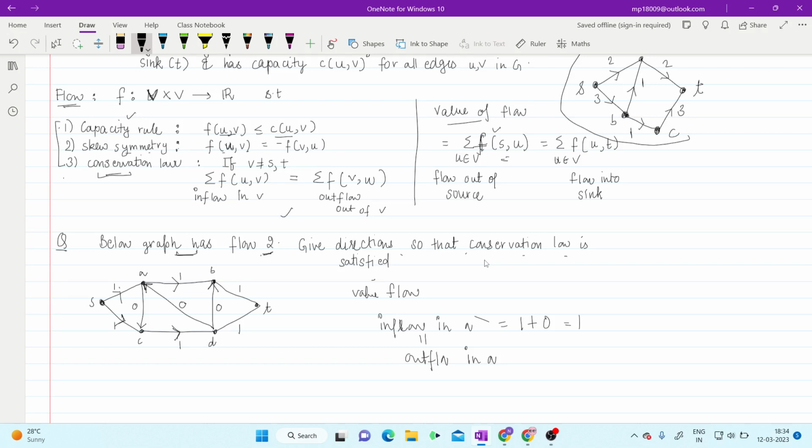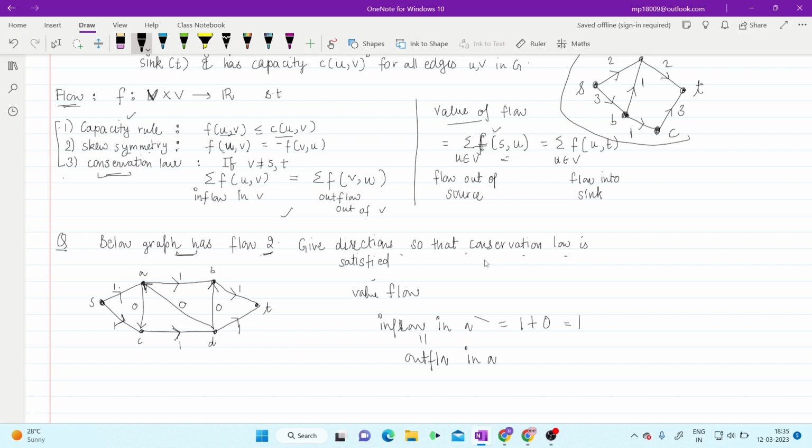DT and BT. Yes, because flow has value 2, so the inflow in T should be equal to 2, and the only inflow in T is through BT and DT, therefore this is 2.